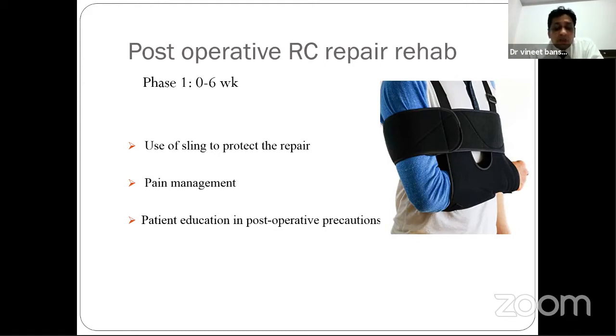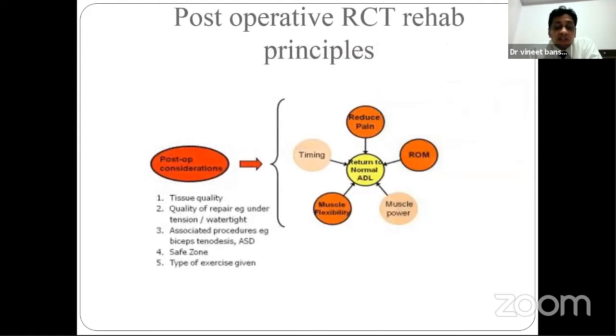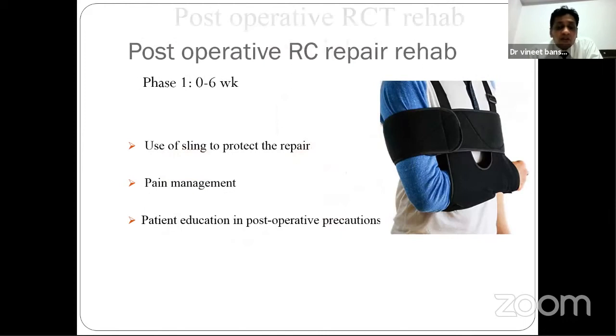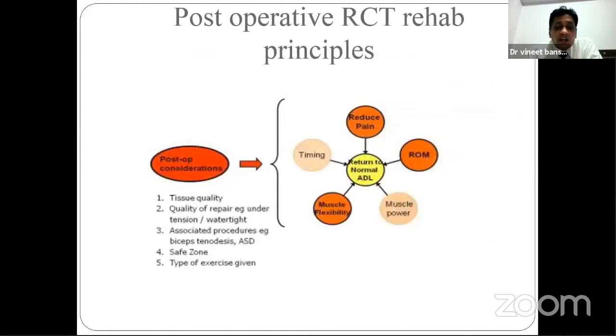So we explained to him that our program is divided into three phases. Phase 1 lasts for 0 to 6 weeks. Before starting the assessment, I also educated him about the principles of how our rehab works to get normal movement. He needs to reduce pain, and regain range of movement, muscle power, muscle flexibility, and timing of muscles to return to his normal activities.